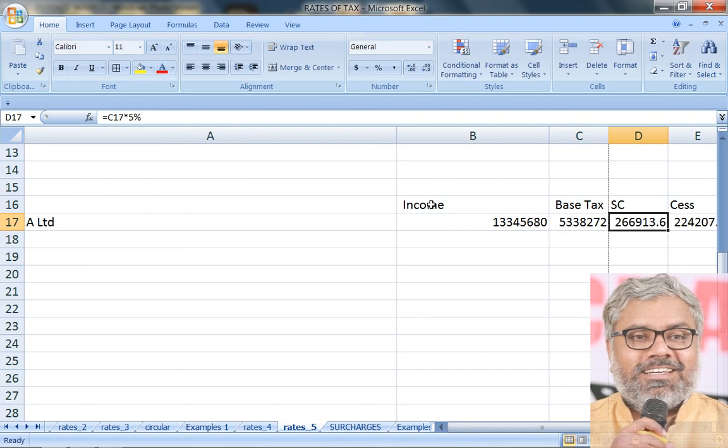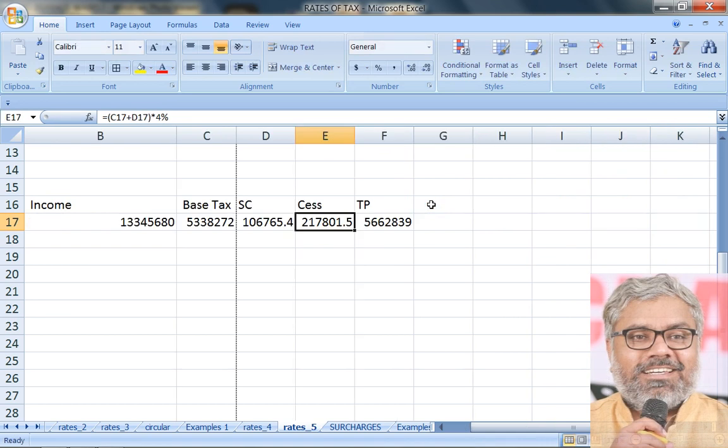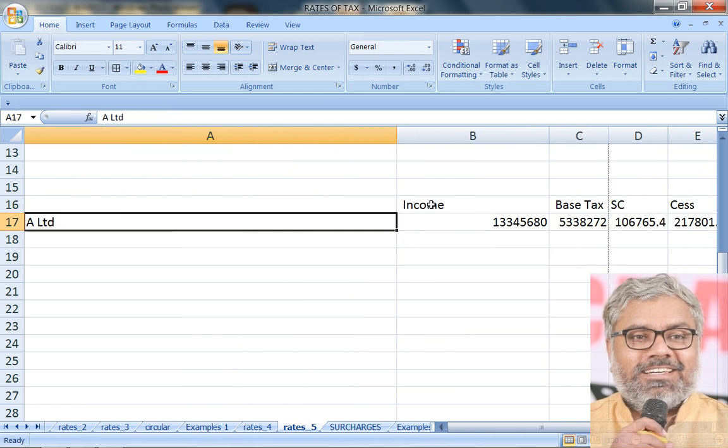How much is the base tax? That will not change, that is 40%. Surcharge will be different, because what is the surcharge for a foreign company? If the income is between 1 crore to 10 crores, that is only 2%. So surcharge will be different. Cess is common. Final answer is this: 56 lakhs 62,840 after rounding. That is for a foreign company.